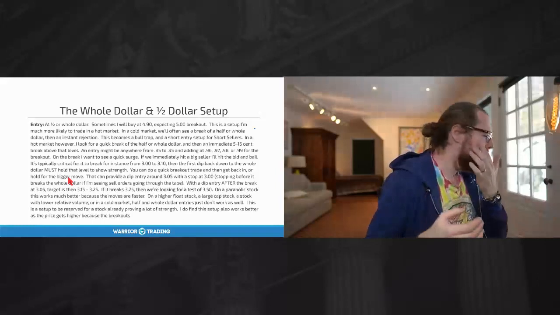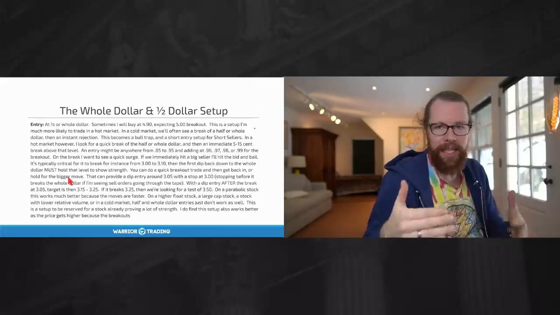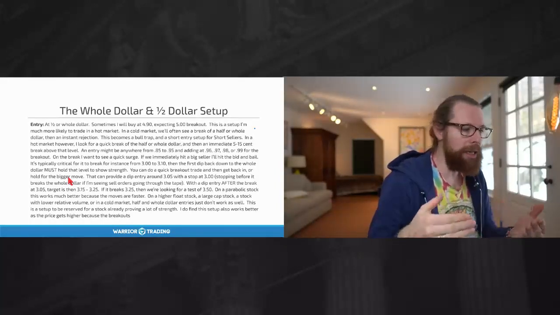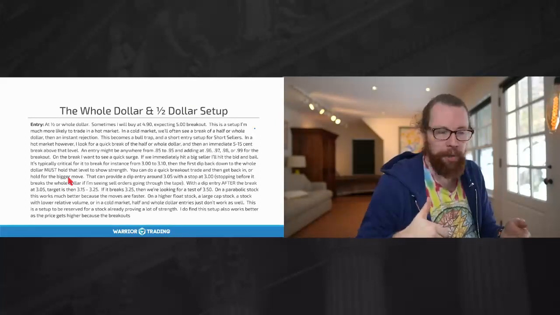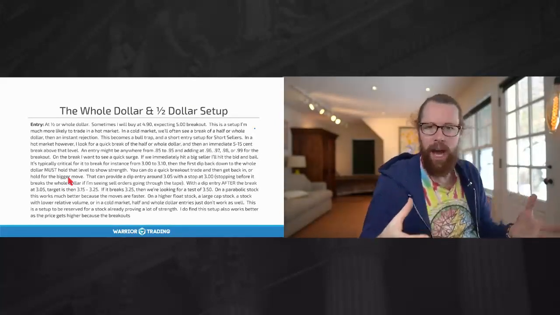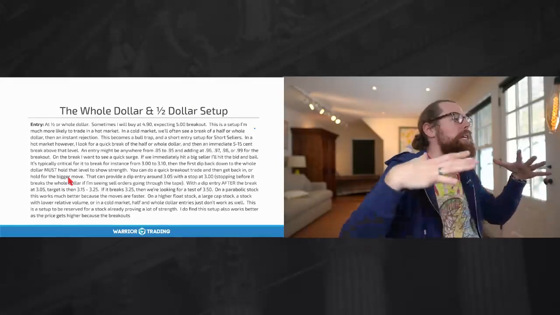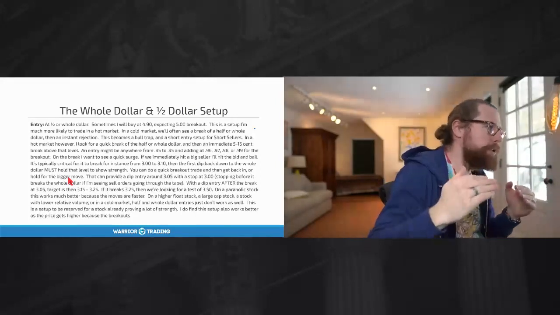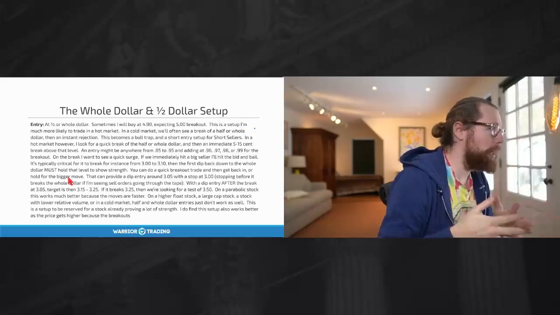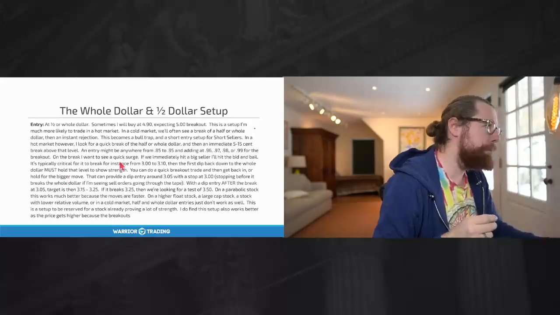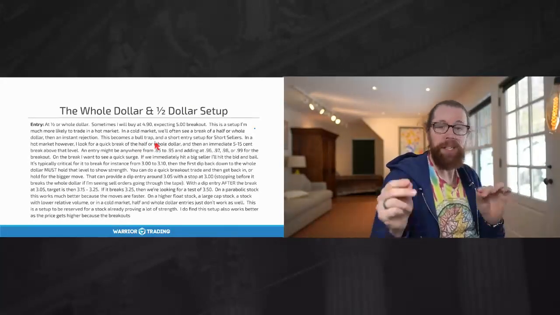Short sellers are not going to be as quick to cover as it breaks a half dollar, knowing how many times we've seen them break and then come back below it. Long traders are not going to be as confident to buy a half dollar break. And so we just see this general subdued price action at some of those critical levels during a cold market. So that becomes a bull trap and a short setup for short sellers.